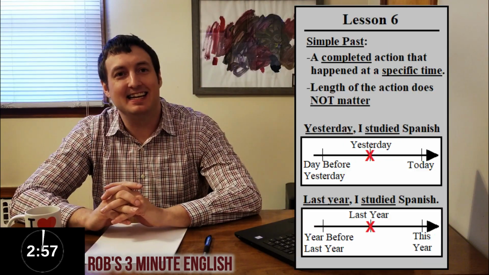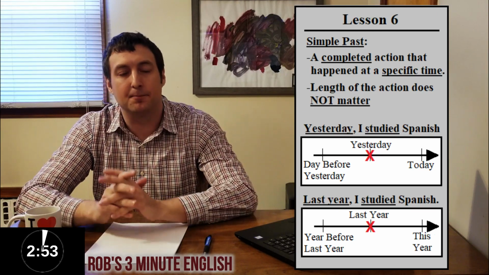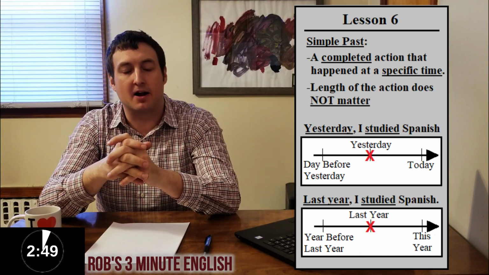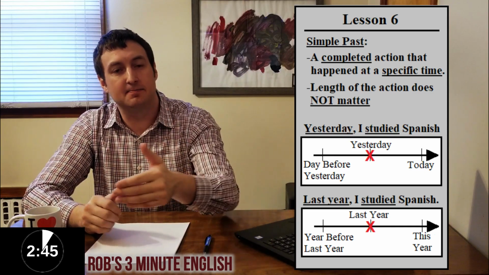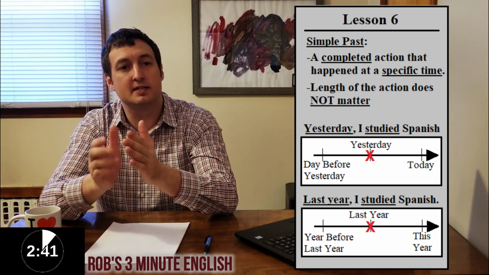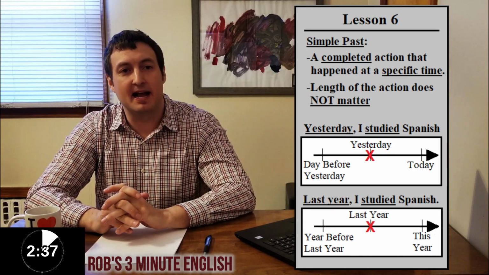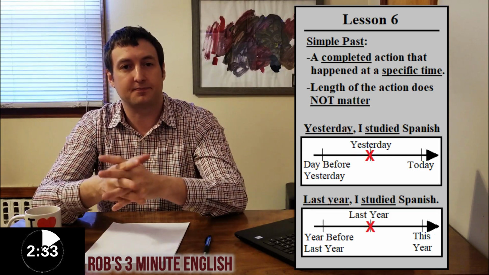Simple past is a completed action that happened at a specific time. Now, the length of the action does not matter. So 2 examples. Yesterday, I studied Spanish. Yesterday, the specific time's very short compared to last year, I studied Spanish. Last year, the specific time is much longer.